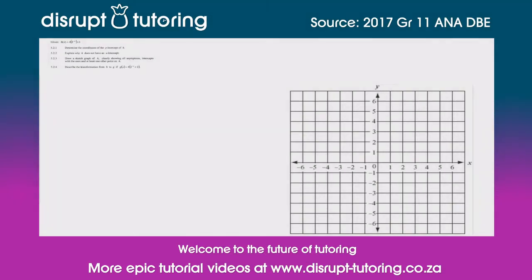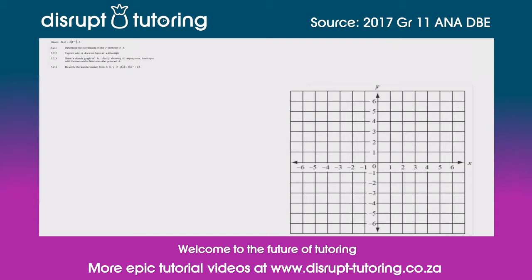Today we're going to deal with an exponential function, and with that in mind, let's dive straight in. They've given us this curve h of x equals 4 times 2 to the minus x plus 1. They've then said to us, determine the coordinates of the y-intercept of h. Okay, so let's do that first.